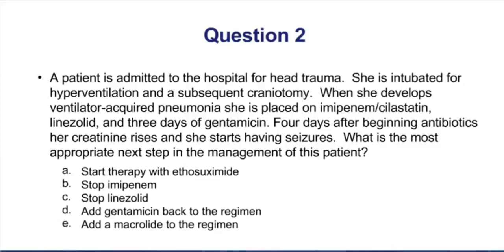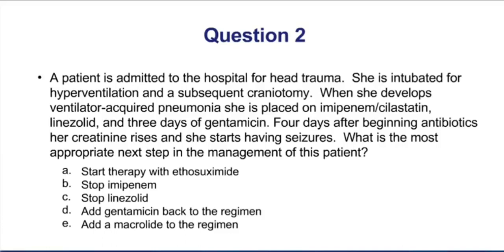Here's question number 2. Once again, pause the video and review on your own, and we will discuss. A patient is admitted to the hospital for head trauma. She is intubated for hyperventilation and a subsequent craniotomy. When she develops ventilator-acquired pneumonia, she is placed on imipenem-cilastatin, linezolid, and 3 days of gentamicin. 4 days after beginning antibiotics, her creatinine rises and she starts having seizures. What is the most appropriate next step in the management of this patient?